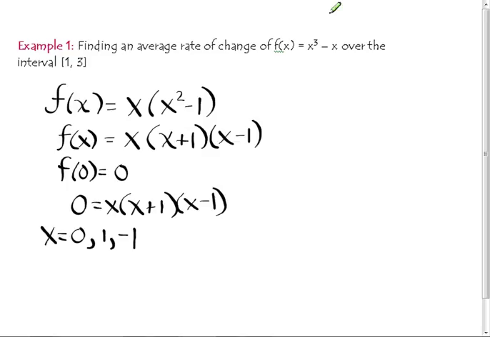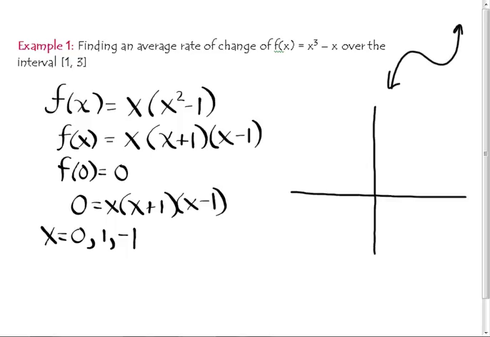So now I have a pretty good idea what it looks like, because I know cubics look like this, right? I don't have to have a lot of information. I just want to know what it looks like. It goes through 0, 1, and it goes through negative 1. And so it's going to come up like this. Now you could use your graphing calculator, but this would be one that the College Board would expect you to be able to graph without a calculator, because it's not that hard. And I want the average rate of change from 1 to 3.